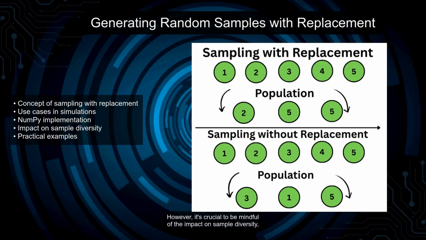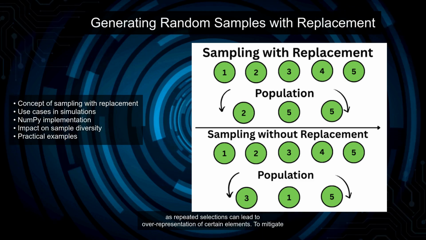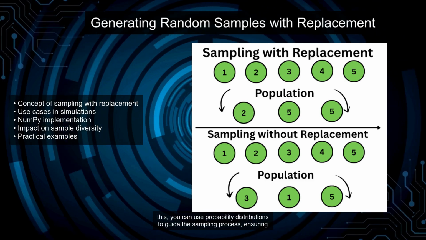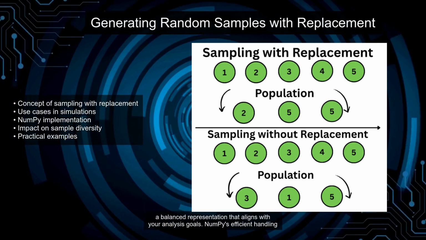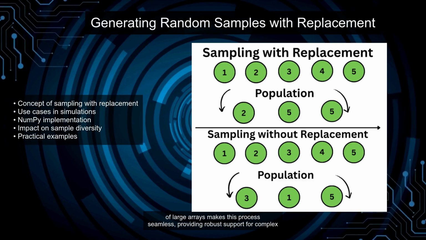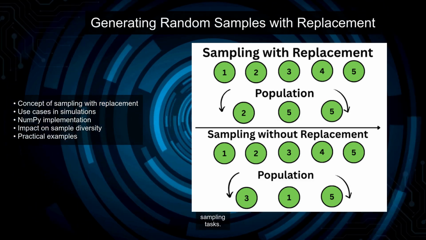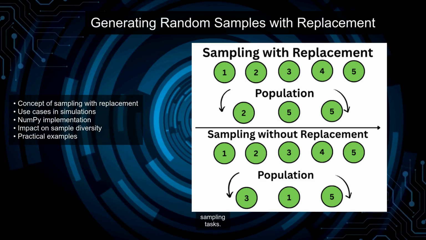However, it's crucial to be mindful of the impact on sample diversity, as repeated selections can lead to overrepresentation of certain elements. To mitigate this, you can use probability distributions to guide the sampling process, ensuring a balanced representation that aligns with your analysis goals. Numpy's efficient handling of large arrays makes this process seamless, providing robust support for complex sampling tasks.